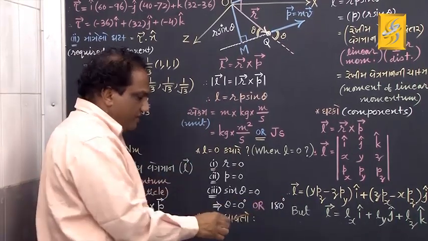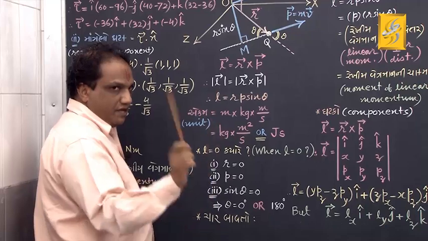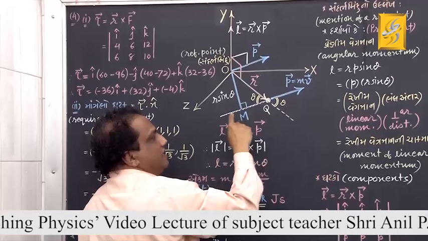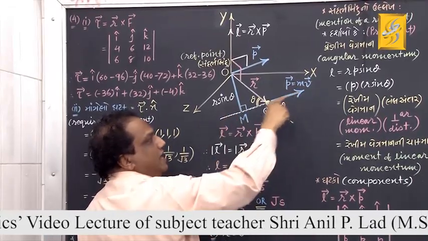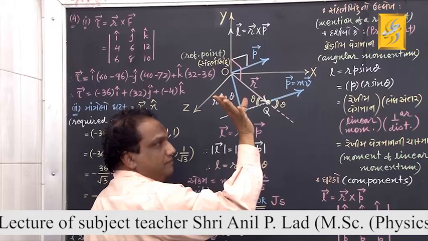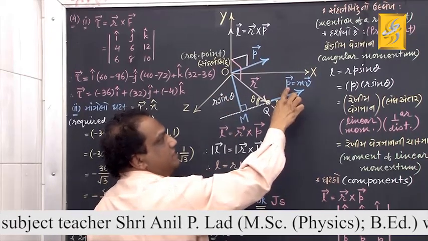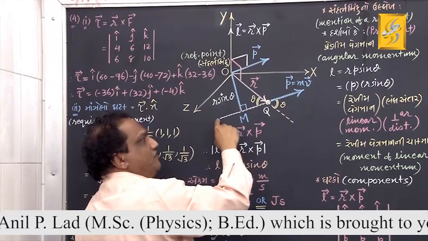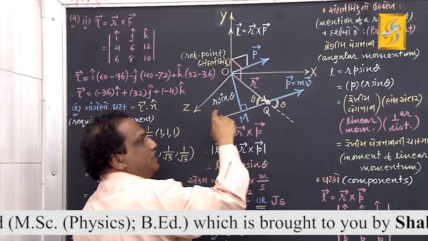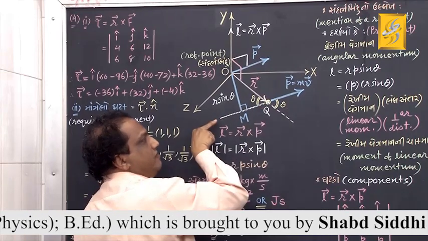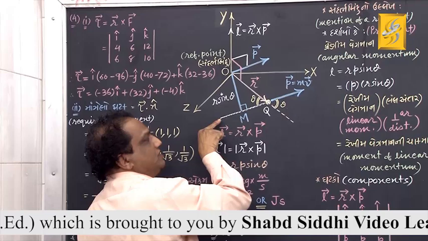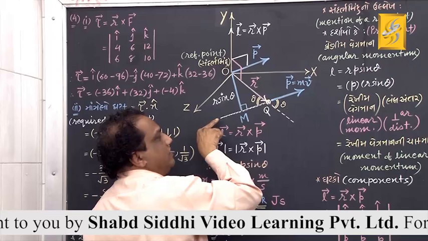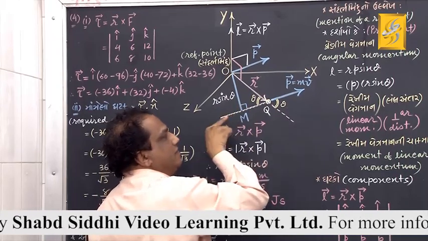Now tell me, when will theta be 0 degree or 180 degree? I am showing you. Instead of taking the reference point here, you just take the reference point here on the line of action of this linear momentum. On this line, which contains the direction of linear momentum, you just consider the reference point over here. If you take the reference point here, then with respect to this reference point, the position vector of this particle will be like this, correct? And now this is vector r, in the same direction there is vector p. So vector r and vector p will be in the same direction.